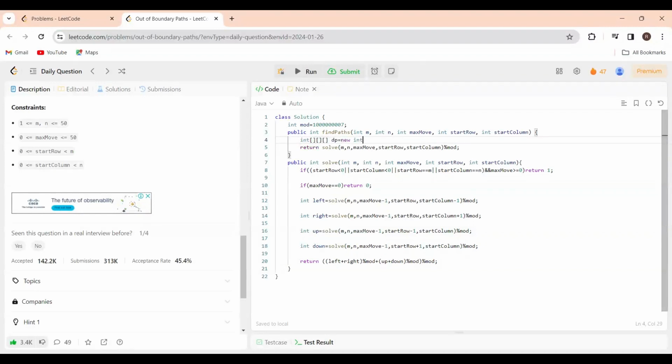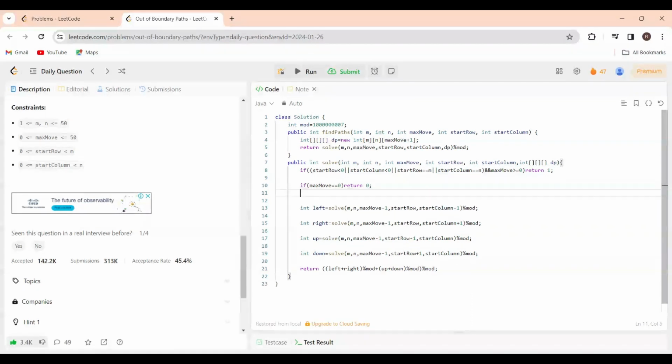Okay, and what will be the length? The length of the DP will be M, as we are at the starting row. For the starting column it will be N. And for the maximum moves, as we can go to 0, we need to take maximum plus 1, right? So this is how we'll be taking the length of the DP here, and we'll be applying DP. I will pass the DP as a parameter here, and here also let us pass the DP parameter.